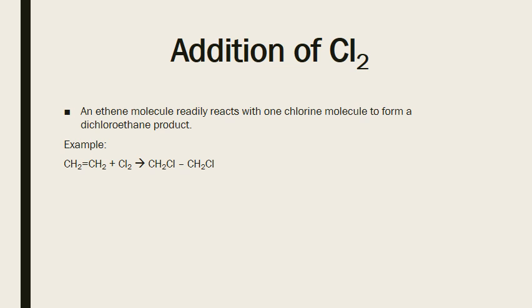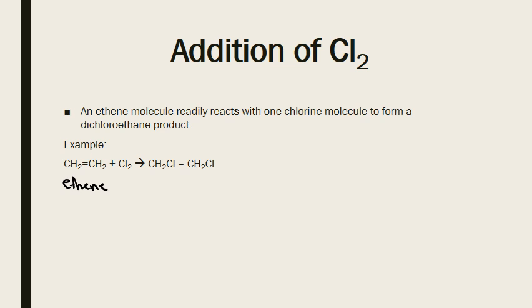Then we learnt about the addition of chlorine, Cl2. An ethene molecule readily reacts with one chlorine molecule to form a chloroethane product. So we have CH2, which is ethene, remember, plus Cl2 will give us CH2Cl, CH2Cl.